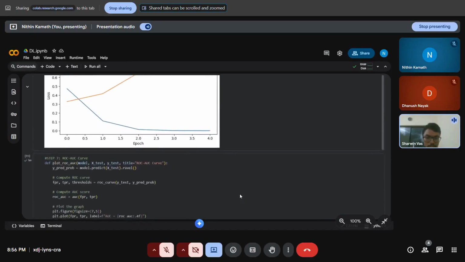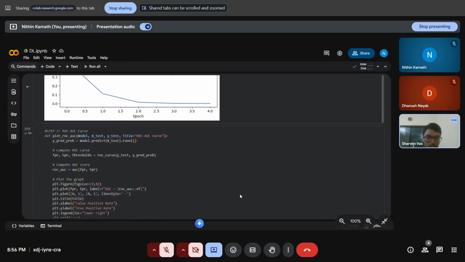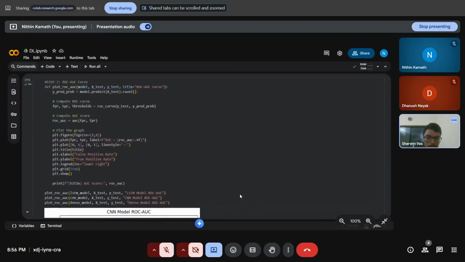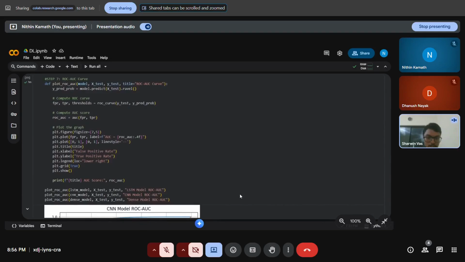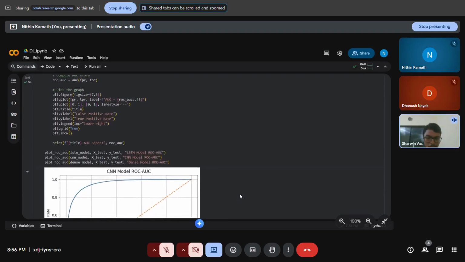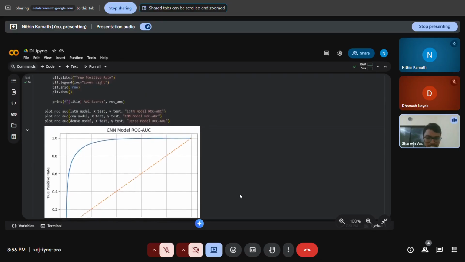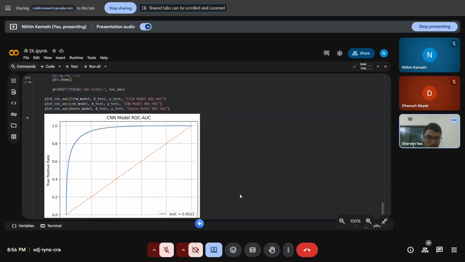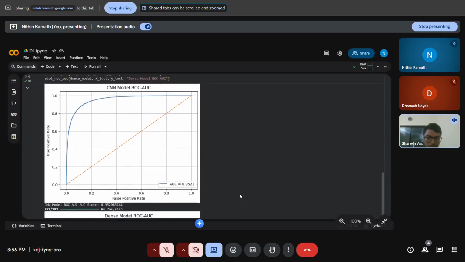Then we also have the ROC AUC curve for all three models. The curve shows the false positive rate on the x-axis and the true positive rate on the y-axis. Higher AUC means a better classifier.